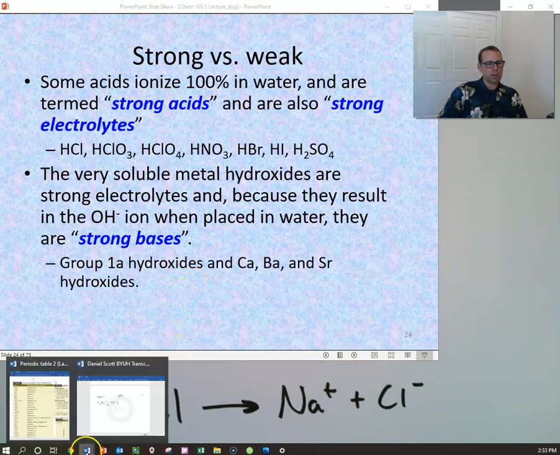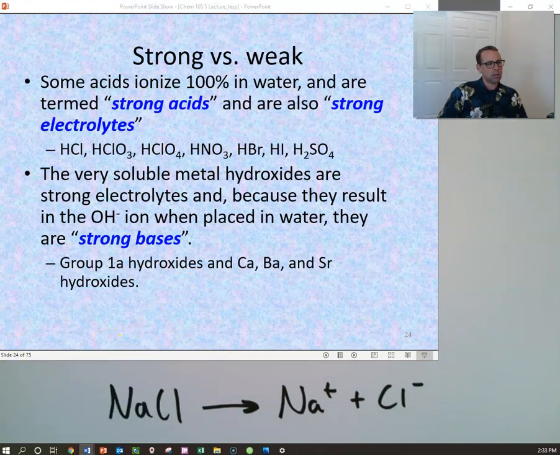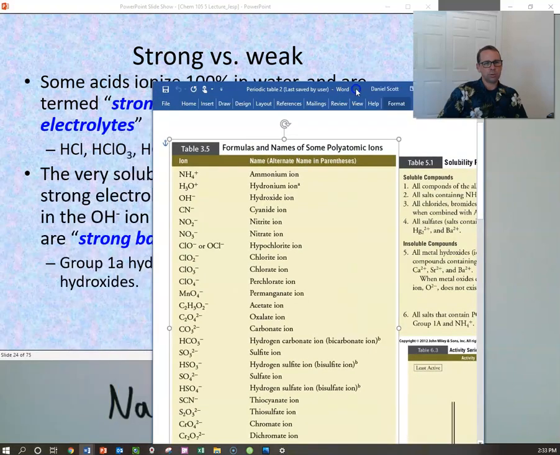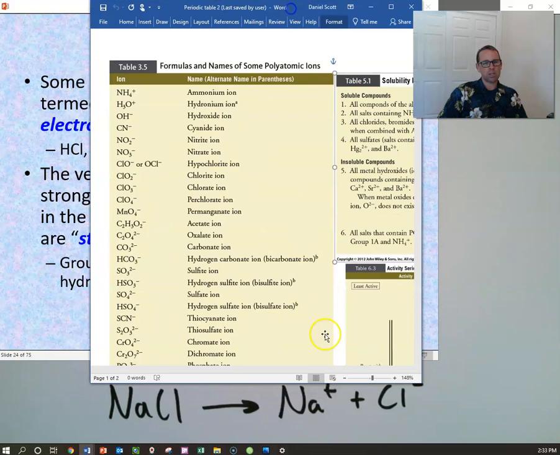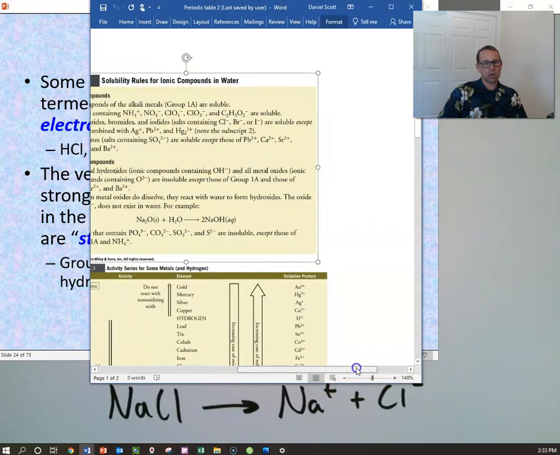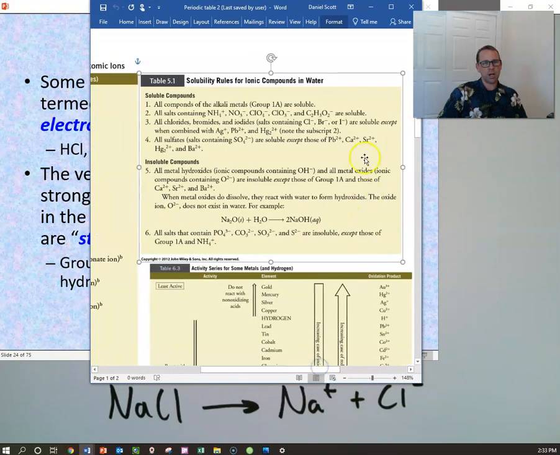And remember, we had a list here of rules that helped us know whether or not a compound was going to be a strong or weak electrolyte or a non-electrolyte. Remember these solubility rules?